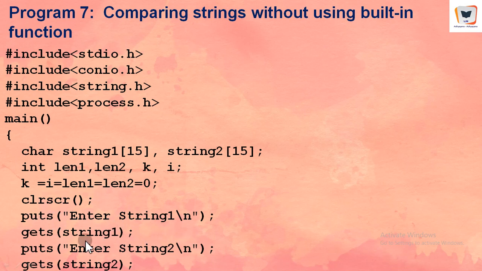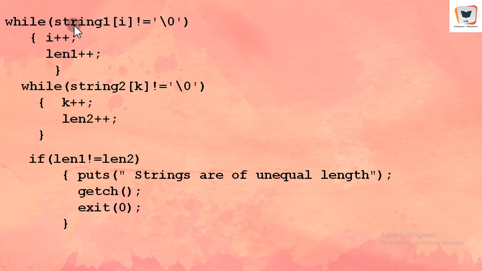Clear screen. Enter string 1, enter string 2. By using gets, as you know, we can enter any type of string up to a maximum of 509 characters. Therefore, we are finding the length: while string1 of i has not reached the null character, till the last character of string1 is reached, go on counting how many characters by just putting len1++.